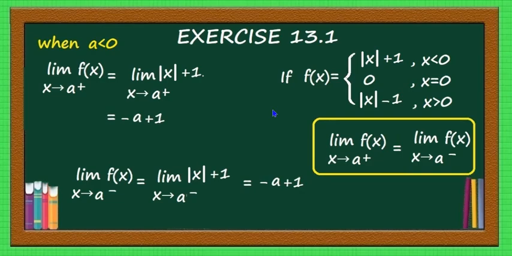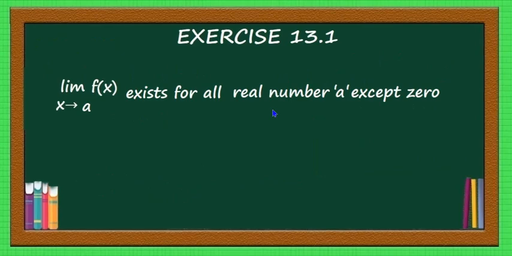Thus, we can observe that the limit as x tends to a of f of x exists when a is greater than 0 or a is less than 0, but it will not exist when a is equal to 0. Therefore, the limit as x tends to a of f of x exists for all real numbers a except 0.